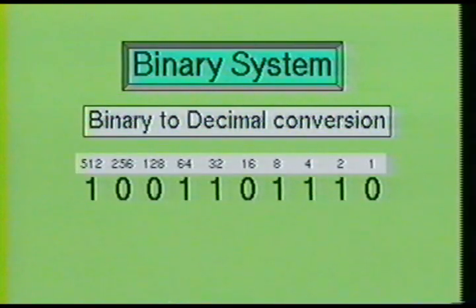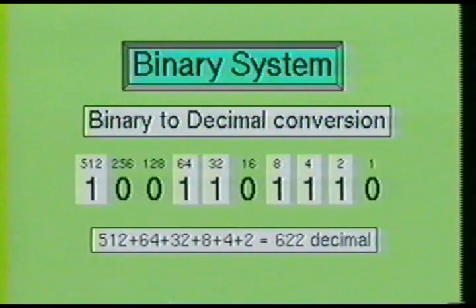First, we place our values above each of the bits, remembering that each value must double as it moves to the left. Then we simply add the values of each bit that has a 1. When we add 512 plus 64 plus 32 plus 8 plus 4 plus 2, we acquire the sum of 622 in decimal.